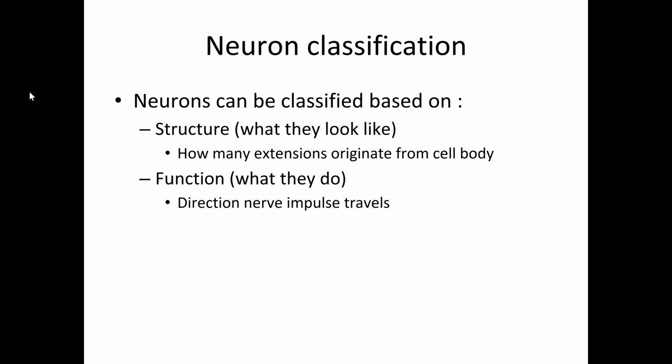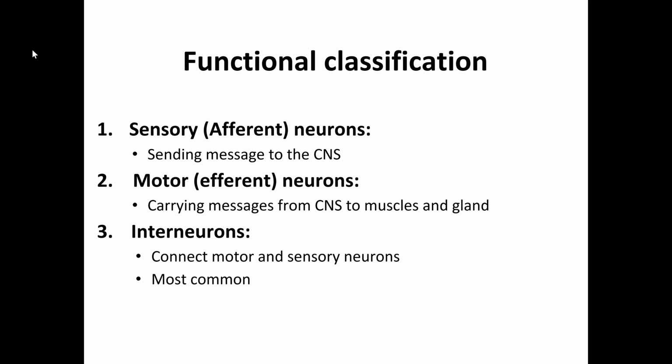So neurons can be classified based on structure, what they look like, and function, what they do. If we classify them based on structure, we look at how many extensions originate from the cell body. So you have a cell body, and then you have these processes, so it depends how many come from the cell body. And function is the direction in which the nerve impulse travels, what they do. So let's look at the next slide so everything will make sense.